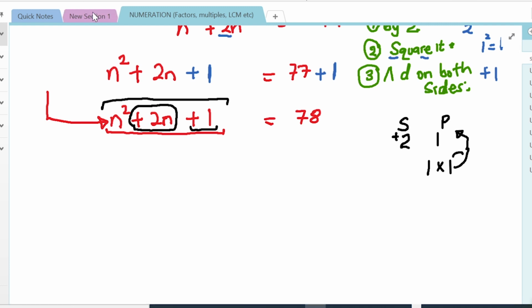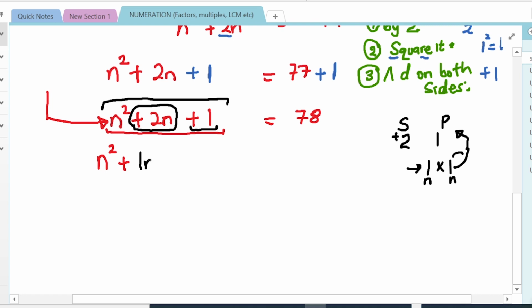So we're going to replace that middle part. This is going to become n squared plus 2n. In the place of 2n, we are going to put our roots, these ones, 1n and 1n. So it's going to become plus 1n plus 1n, then plus the 1 that is giving us 78. You notice that this 1n plus 1n is giving us back n. We've just expanded it. Let me put the brackets here. We put those in two brackets like that.